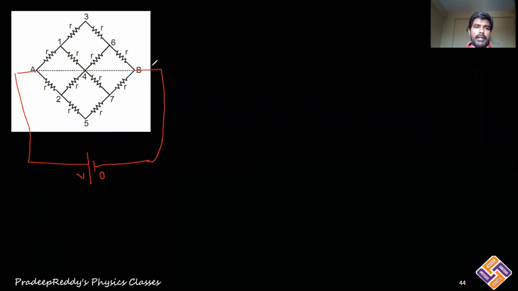When you are providing a battery to the circuit, what would happen? There develops some current. Now I am considering that current as I. Current I is coming to point A. Listen carefully. Current I comes to this point A, and here it has two paths. One path is from A to 1 and the other path is from A to 2.